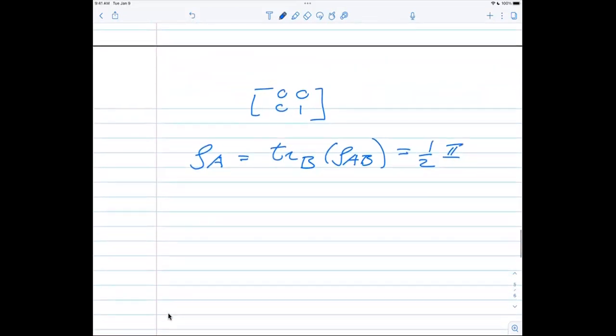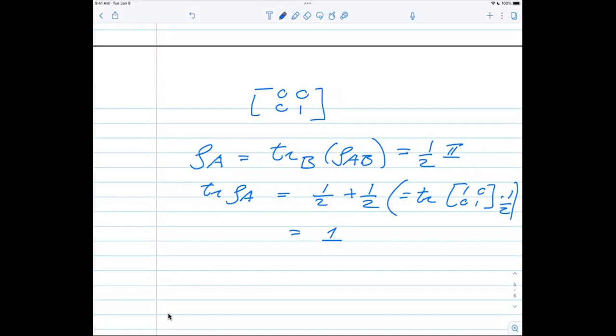And you see also that when I take the trace of this rho of A, what I get is just a half plus a half. Because what I have is just 1/2, and then the trace. So this is the same as, let me just rewrite this in a nicer way, the trace of 1, 0, 0, 1, multiplied with a factor of a half. And that gives us 1, as it should be.